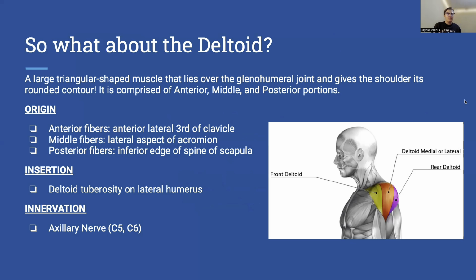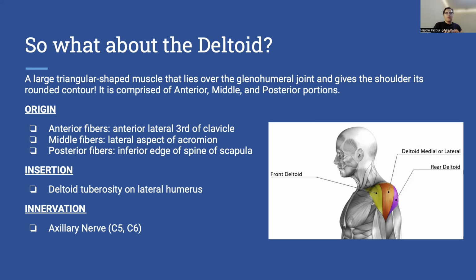Well, the deltoid is a muscle that when you talk to normal people that are not kinesiology students or anything like that, you say, oh, your shoulder muscle, they normally think the deltoid. That is kind of the umbrella term of shoulder muscle in the normal world. It's a large triangular shaped muscle that lies over the glenohumeral joint and gives the shoulder its rounded contour.